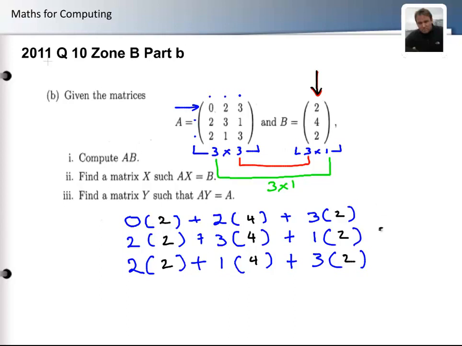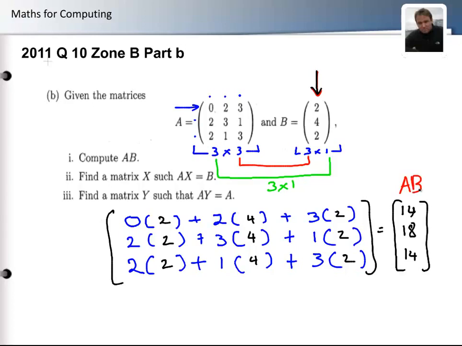So what is the answer? Let's round them all up. So we have 14, which is 0 plus 8 plus 6, is 14. Next, 4 plus 12 plus 2 is 18. Then 2 plus 4 plus 4 plus 4 plus 6 is 14. So A times B, that is AB there.